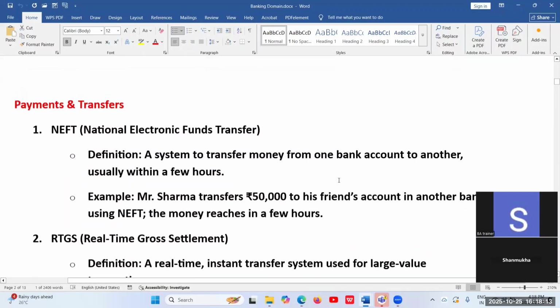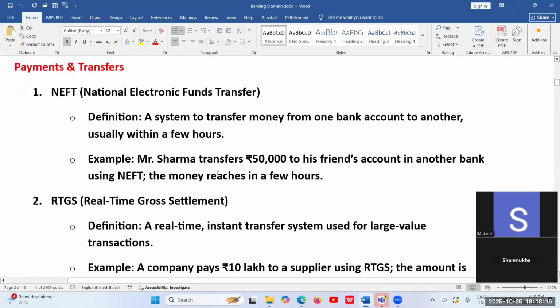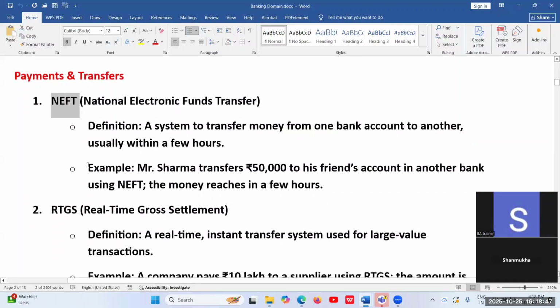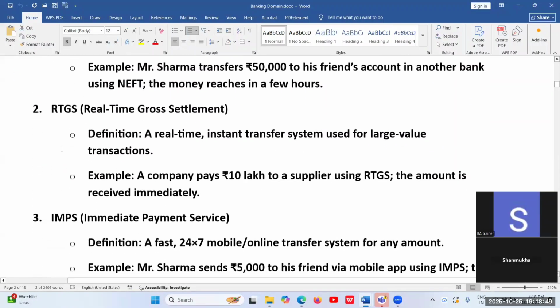Okay, this is payments and transfers. I'm not going deeper, because we are all familiar with NEFT, National Electronic Fund Transfer. The definition of NEFT is a system to transfer money from one bank to another bank, usually within a few hours. We have NEFT among the various options, right? While paying the amount, we use this option to process the amount from one account to another account. So this is called NEFT, and in the banking industry, it is one of the payment modes.